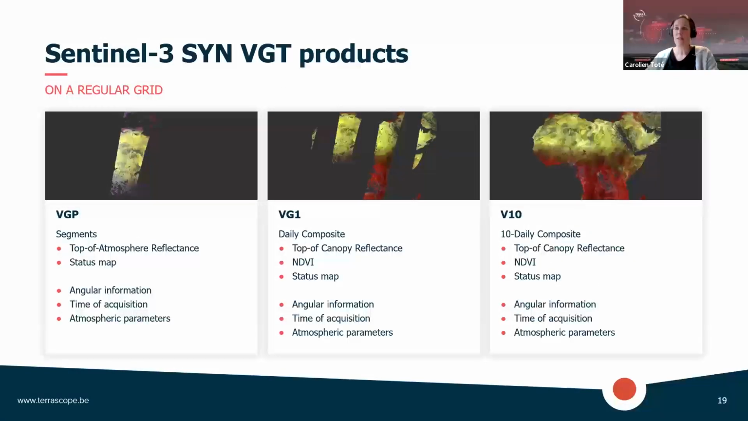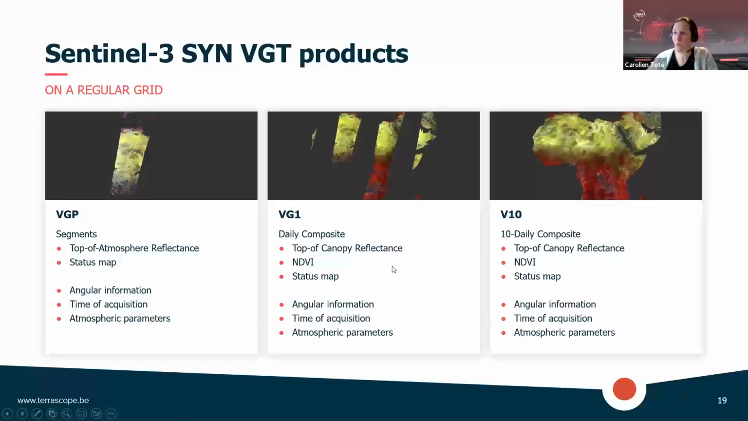The Sentinel-3 SYN VGT products are provided on a regular grid. They consist of a top of atmosphere product, which is a VGP product. It's segments. It also contains a status map, information on cloud shadows, and so on. It also has angular information on the time of acquisition, and some atmospheric parameters.